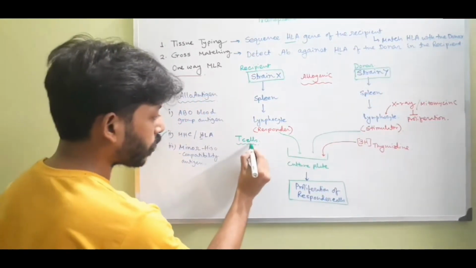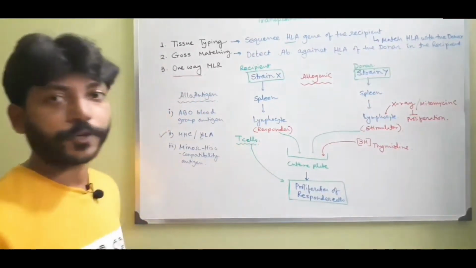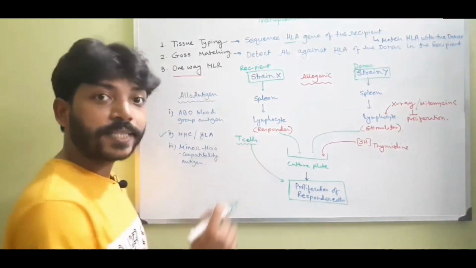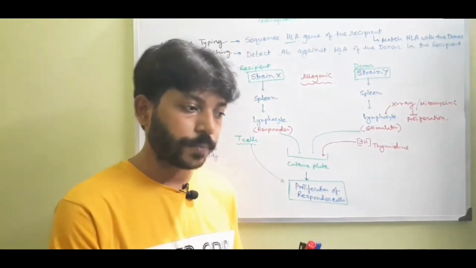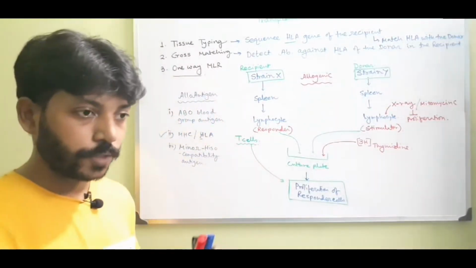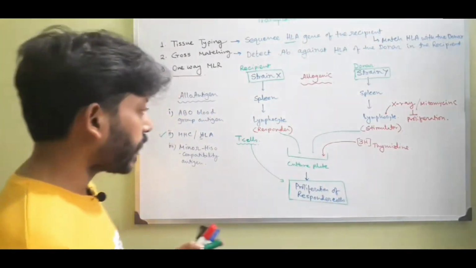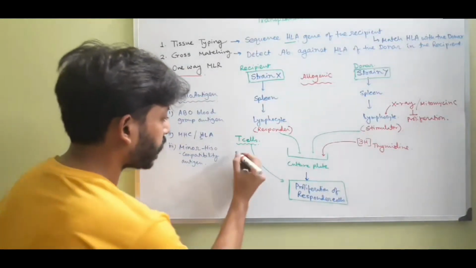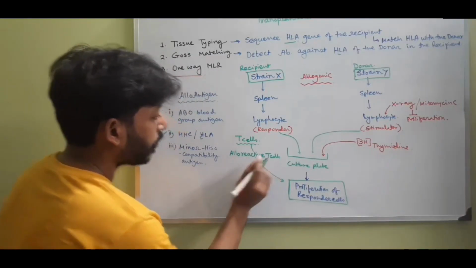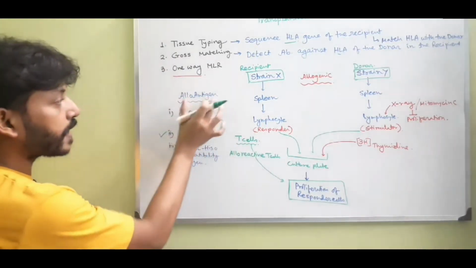So this proliferation, actually they see the T cell proliferation, because this T cell is very important for rejection. In my previous class I have told that CD4 positive and CD8 positive cells are important for rejection. These T cells that actually help in rejection are called alloreactive T cells. Why are they called alloreactive T cells? Because they recognize this alloantigen.